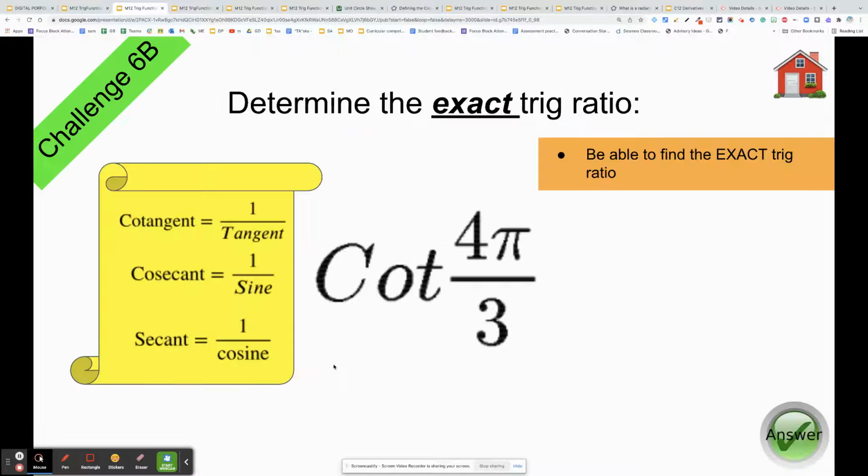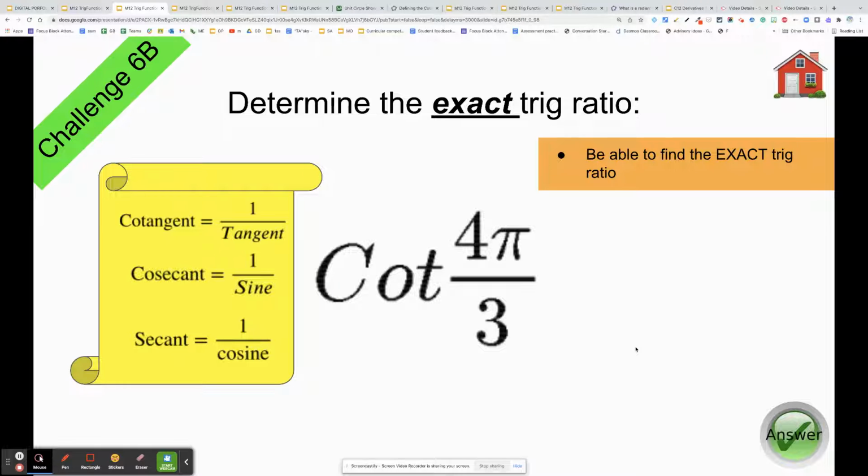Okay, now this one is going to be very, very similar to the last. You're going to draw this angle. This is 60 degrees times 4, so that's 240 degrees. So you're going to draw that. It's going to be in the third quadrant. The reference angle would be 60. And you're going to decide whether cotangent is positive in that quadrant.